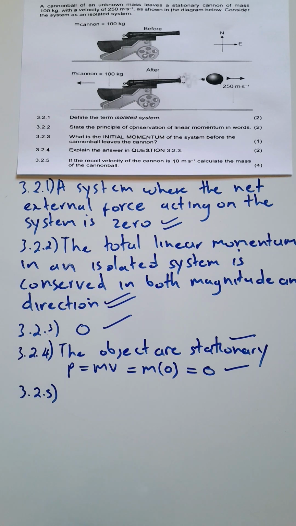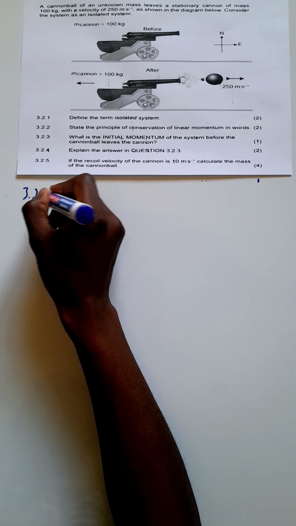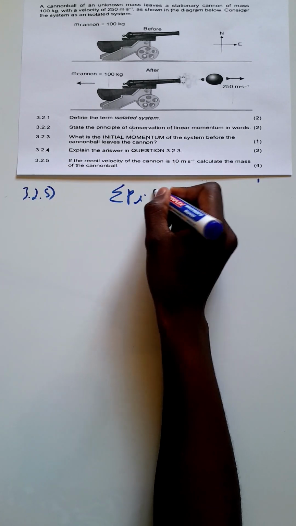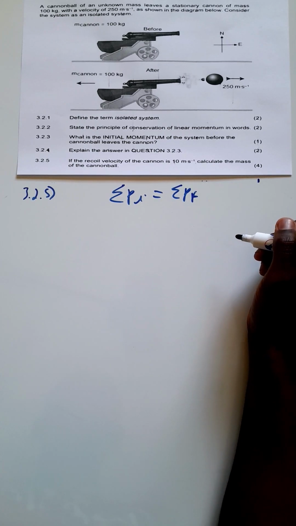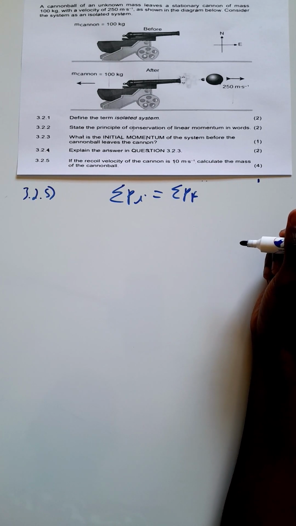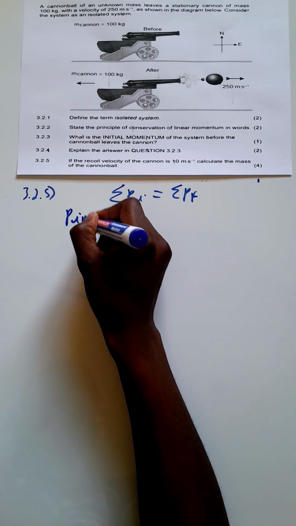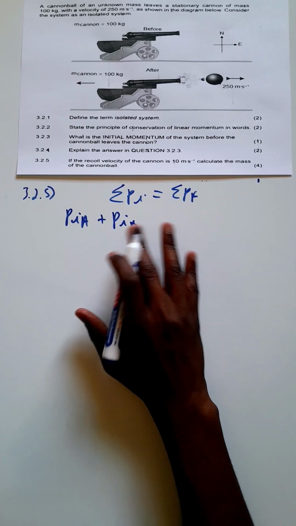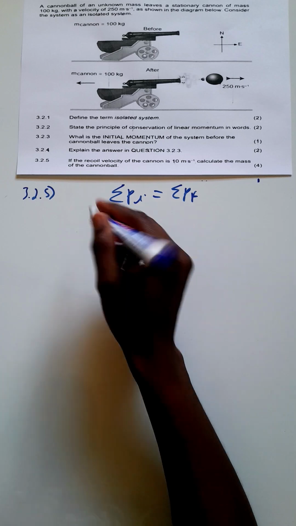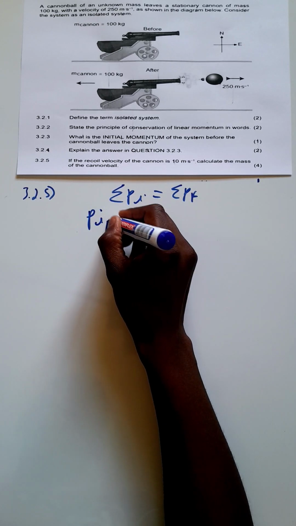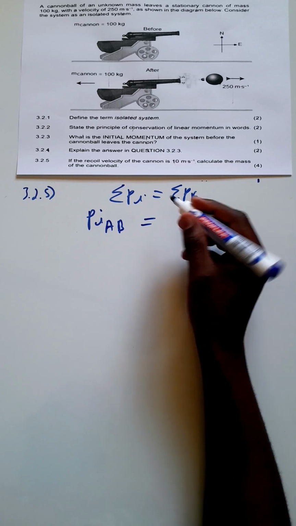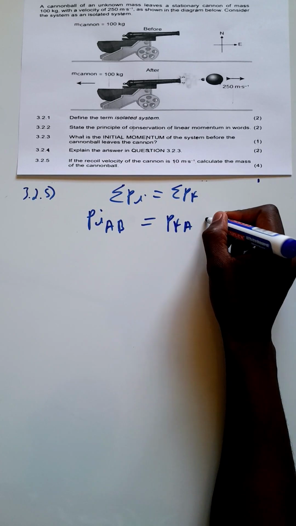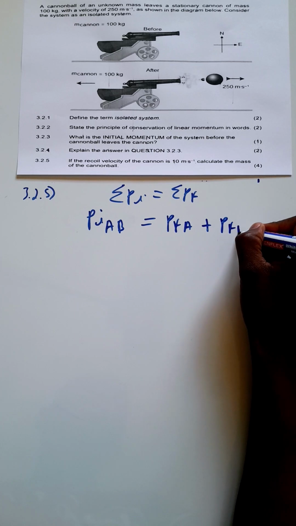All right, so we're going to be using the principle of conservation of momentum for 3.2.5. Say the total momentum before is equal to the total momentum after. Then we have the initial momentum of object A, let's say this is the cannon, plus the initial momentum of B, the cannonball. But because they are together before, let's just have a single initial momentum of both the cannon and the cannonball, and then they are separate after. So it's the final momentum of the cannon plus the final momentum of the cannonball.